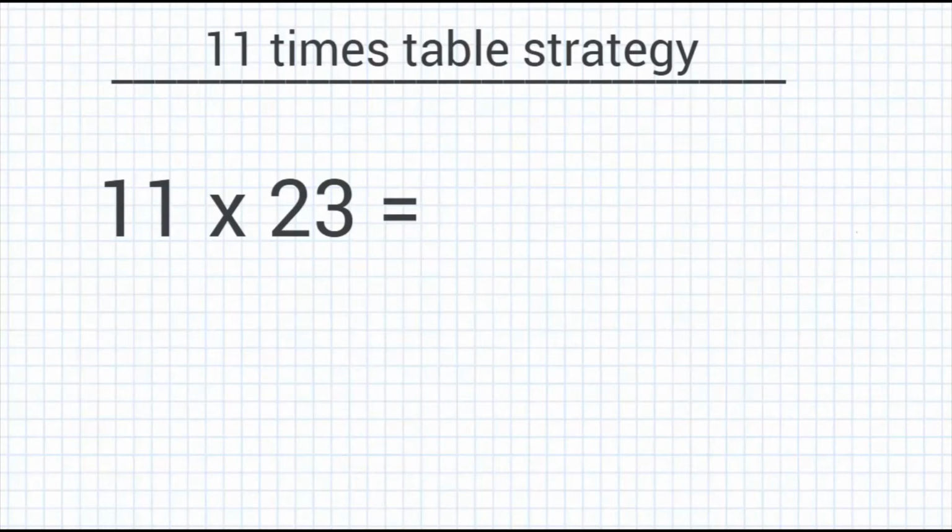So the first step is to look at the number that you are multiplying by 11, and in this case, it is 23. So you're basically just going to rewrite that number except with a little gap in between both of the digits. So 2 3.